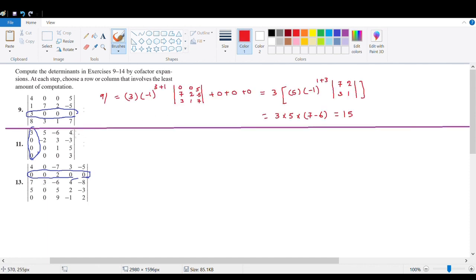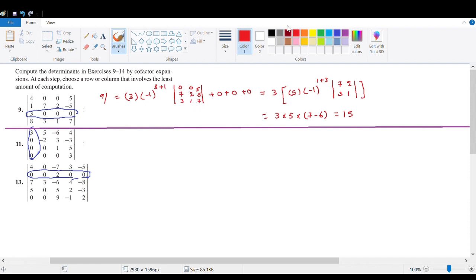So if we take the third row, that means 3 multiplied by minus 1 power 3 plus 1. Then we cross this column, we cross this row, we get this matrix. Plus, then the second one will be 0 multiplied by the determinant of the matrix, so no need to write it. Then the third one is 0, then 0. So this will be equal 3 multiplied by minus 1 power 3 plus 1, which will be 3. Now we need to evaluate the determinant of this matrix.